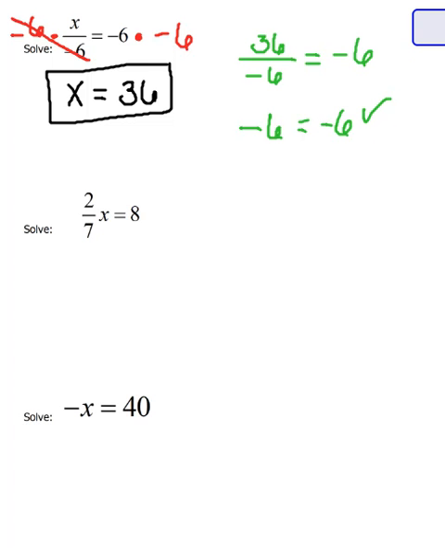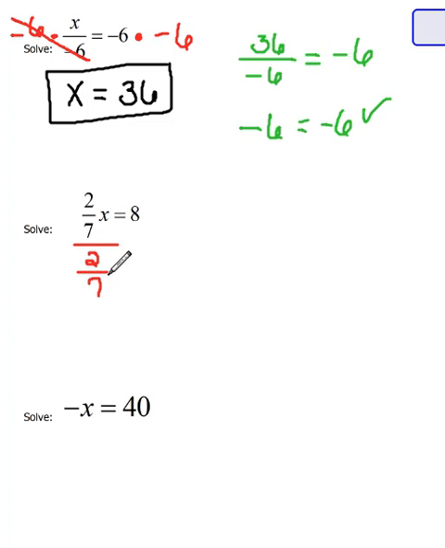All right, looking at our next one. This one is a little bit more interesting. Here we have 2/7 x equals 8. Well, we want to get x alone, so let's look at the operation between these two things. This 2/7 is being multiplied to x. That's what's normally going on there. Anytime we don't see an operation, then that automatically means multiplication. So the opposite of multiplying by 2/7 would be to divide by 2/7, true?